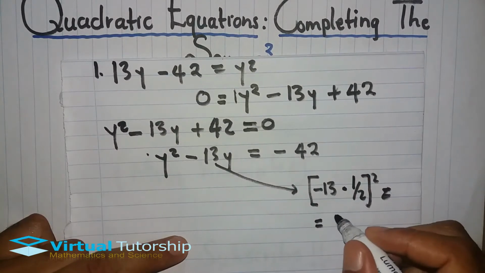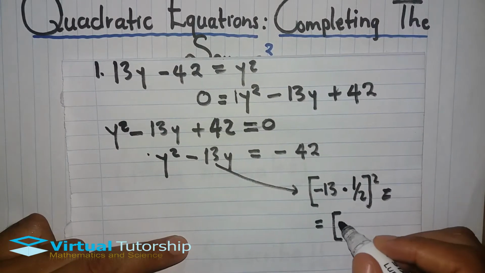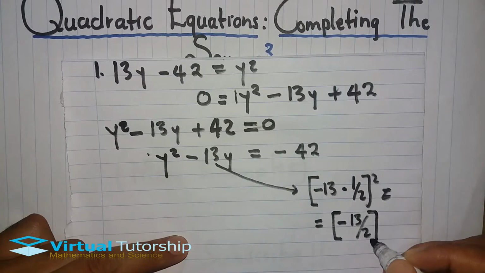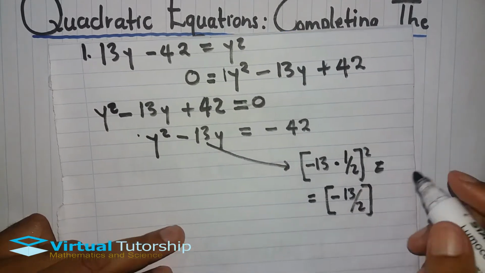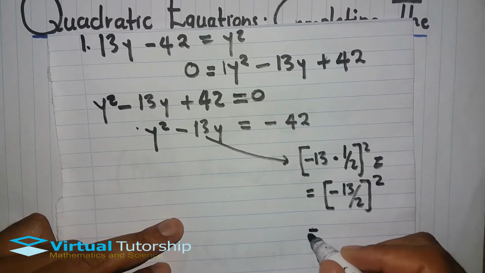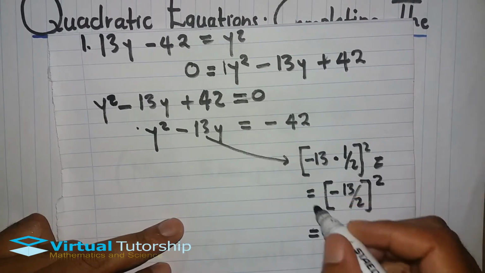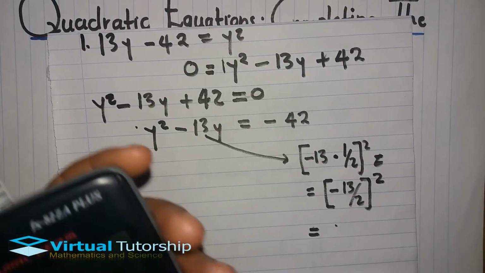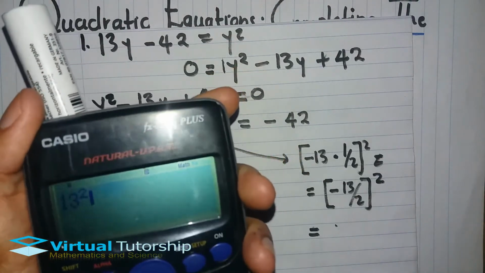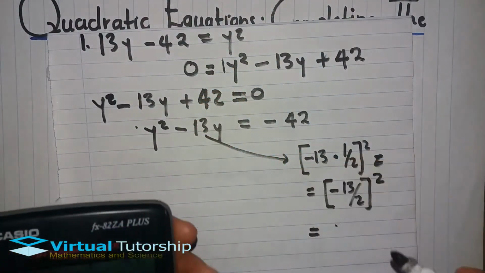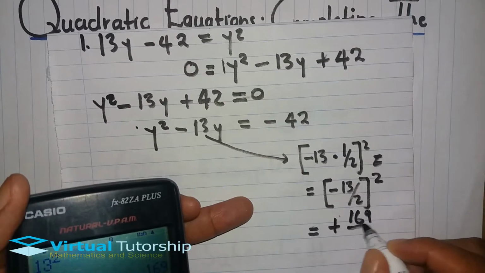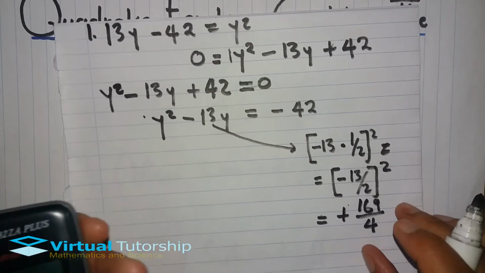let me write it, I don't have space here. So it's negative 13 over 2. I will leave it like this because if I divide it will give me a decimal. All squared is equal to, when I square this whole thing, I find that 13 squared is going to be positive 169 over 4.